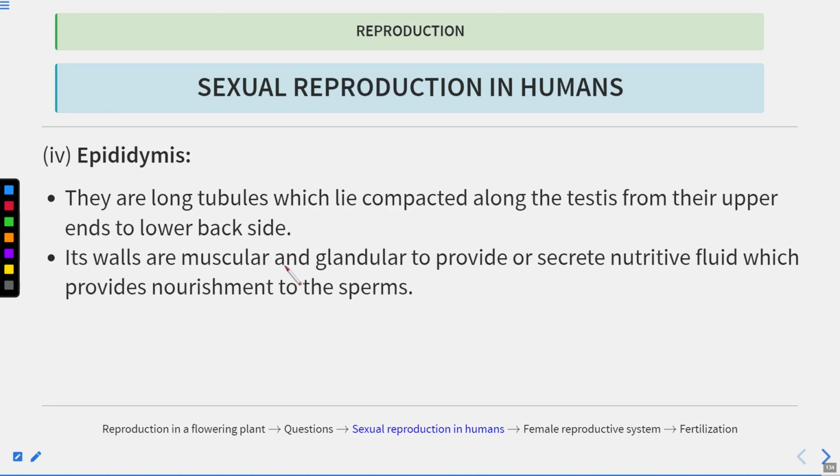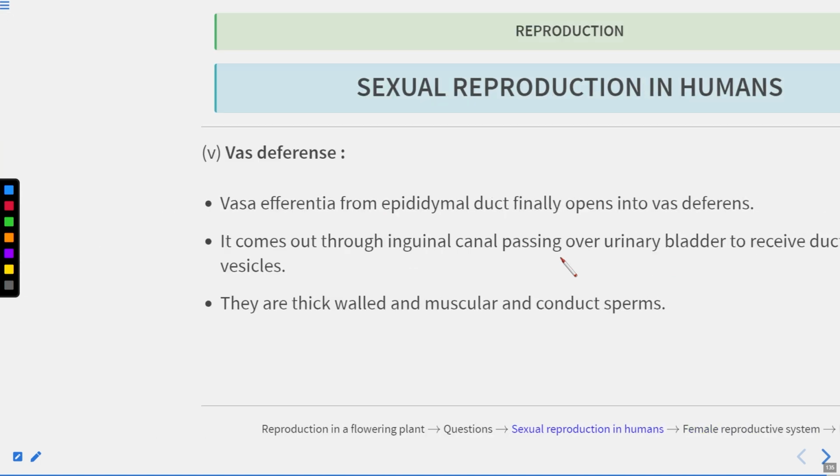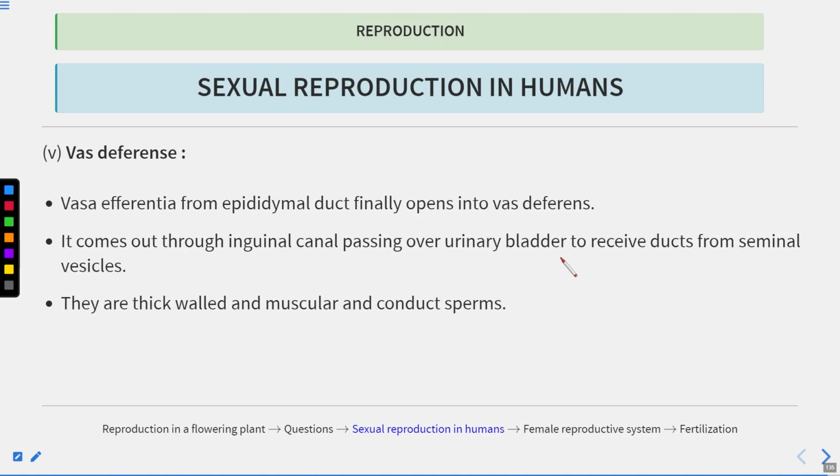Now what is the epididymis? They are long tubules which lie compacted along the testis from the upper end to the lower back side. Its walls are muscular and glandular, to secrete nutritive fluids which provide nourishment to the sperms. So the walls are muscular and glandular, and they secrete the nutritive fluids from which the sperms acquire nutrition.